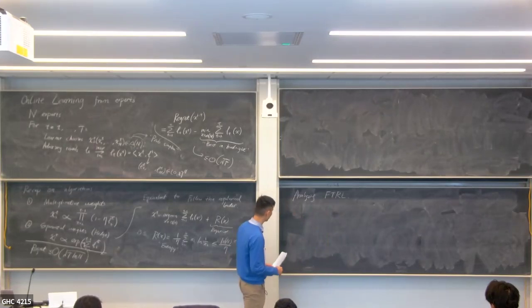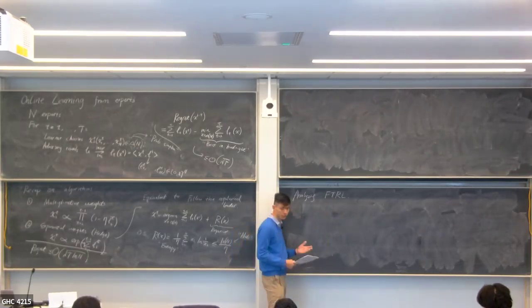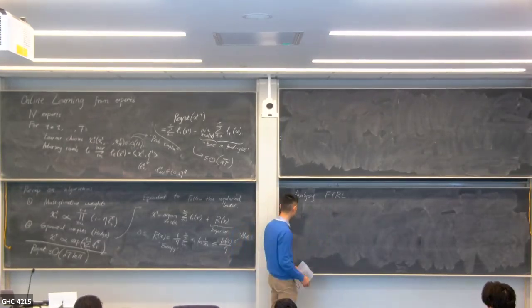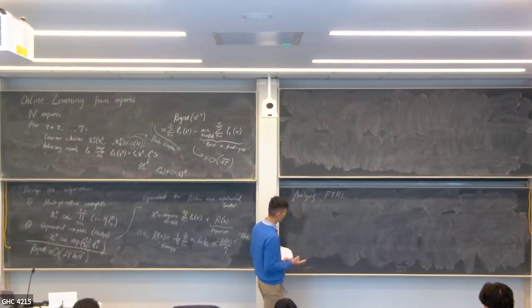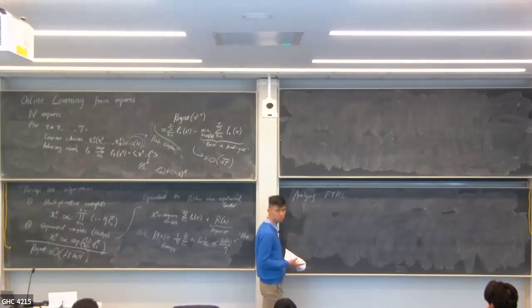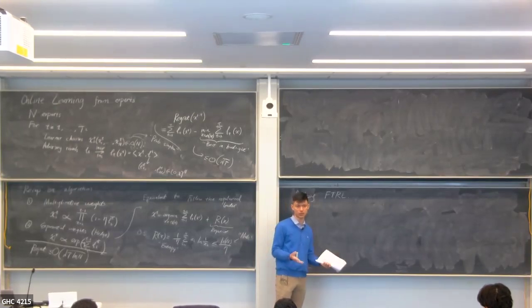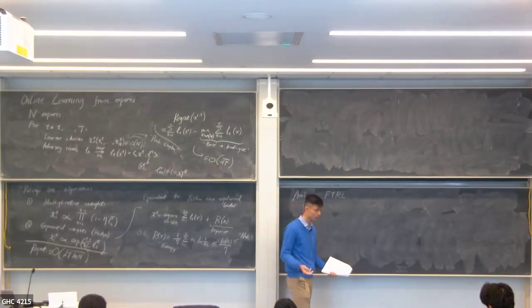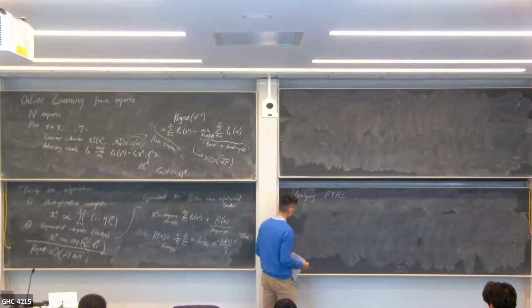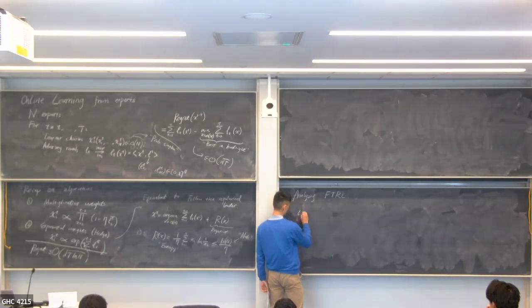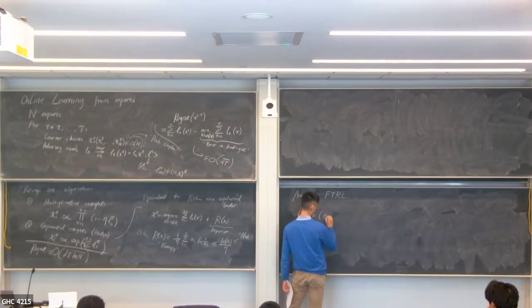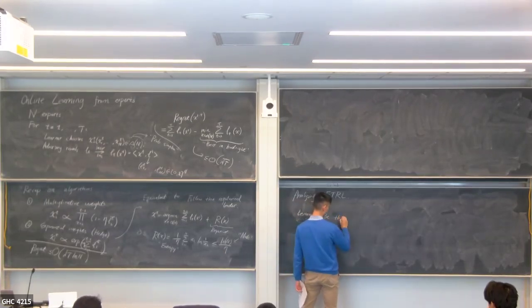So the first thing I want to do, in the last class, maybe it wasn't super clear in the last lecture, but let me repeat it again. I want to analyze follow the regularized leader, but instead I will analyze its cousin who likes to cheat, who gets to see the future. Okay. So I'm going to analyze an algorithm sort of called the be-the-regularized-leader.